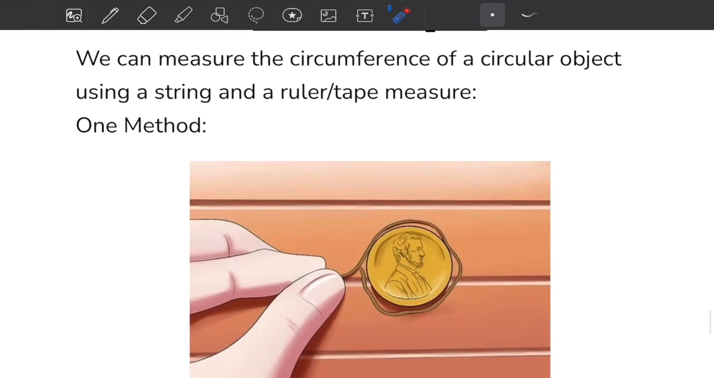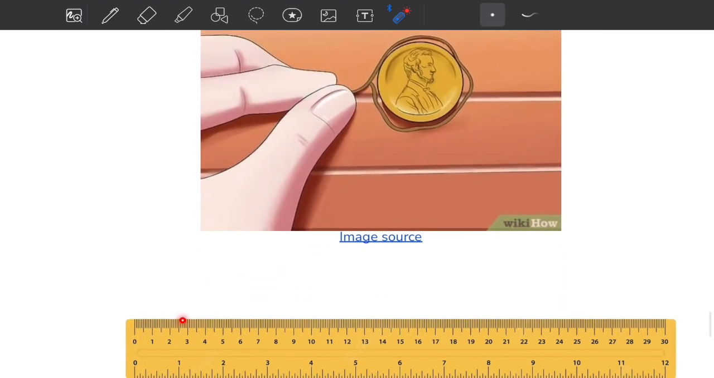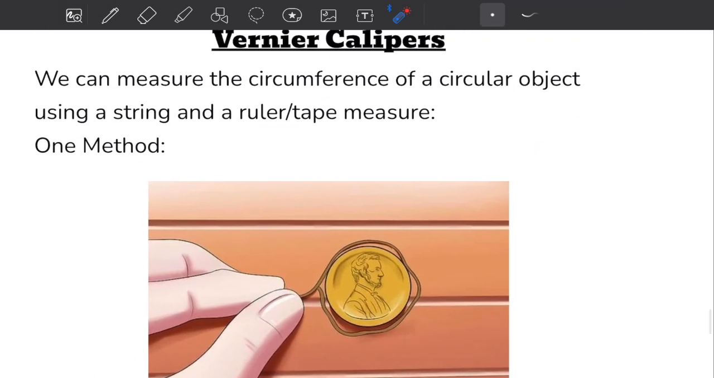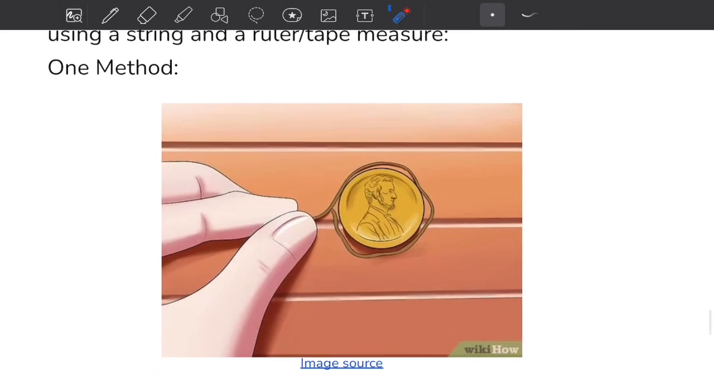One method is using a string. So let's say, for example, I wanted to measure the circumference of this coin. I can take a piece of string and roll it around the circumference of this coin. I can cut it off here, and then I can take this piece of string and lay it on a ruler to see how long it is. Now, this is not the most accurate or precise way to measure a circumference, but sometimes you don't need to be extremely precise. Just a close enough number is good enough, right?